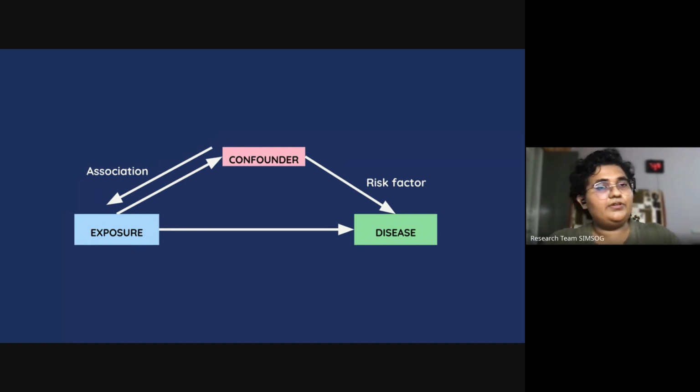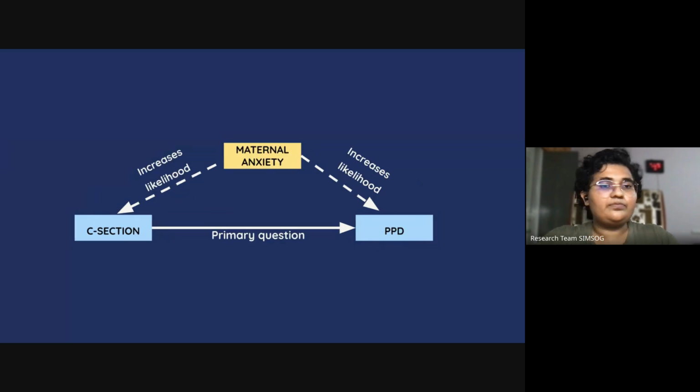Let us try to understand this further with the help of a few examples. Let us say that a study is being conducted to look at, once again, the association between C-section and postpartum depression. But here the confounding factor is maternal anxiety. Maternal anxiety increases the likelihood of both incidence of a C-section and the incidence of postpartum depression. So unless we factor in the confounding variable, we cannot truly say what is the relationship between C-section and postpartum depression.